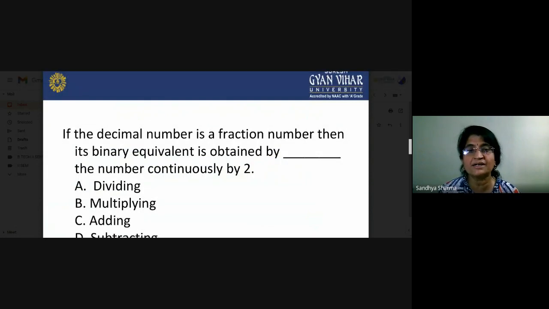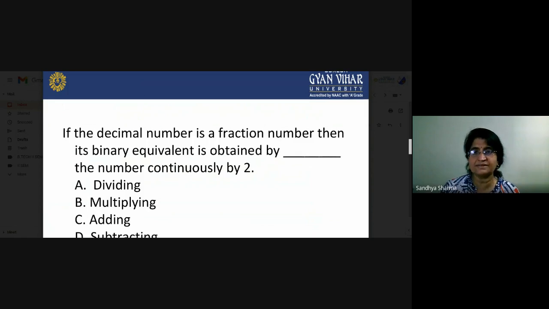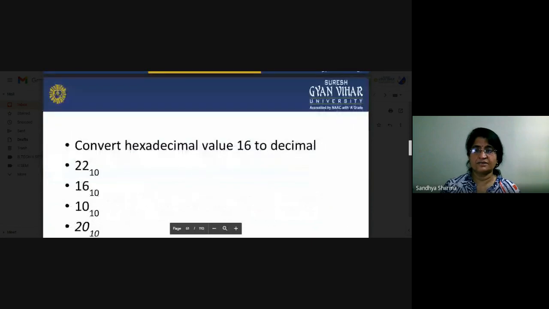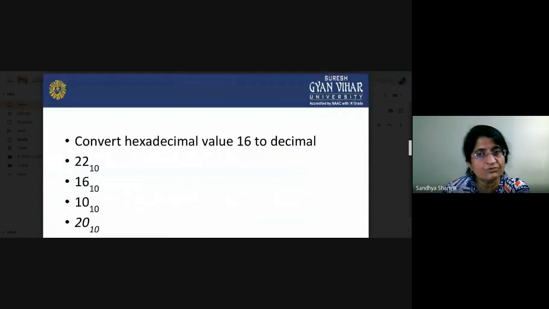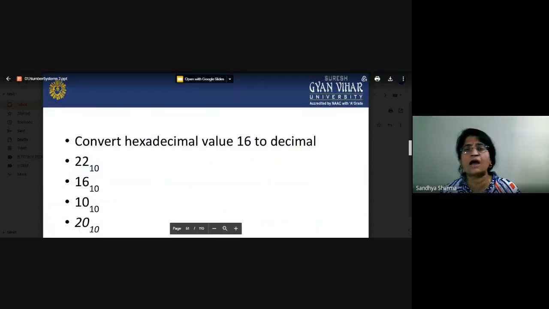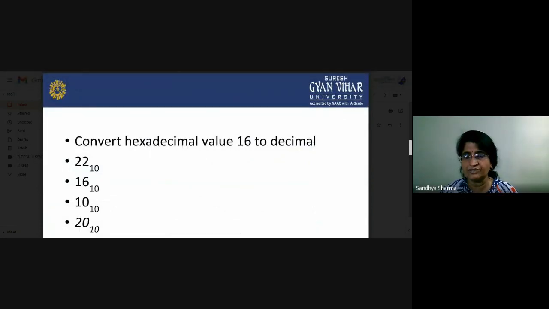If it is a fraction number, then to find the binary equivalent you divide or multiply, and so on. That is a very basic part of our questions. So we have to convert a hexadecimal (base 16) value to a decimal value. You are given the hexadecimal value and you have to convert it into decimal.